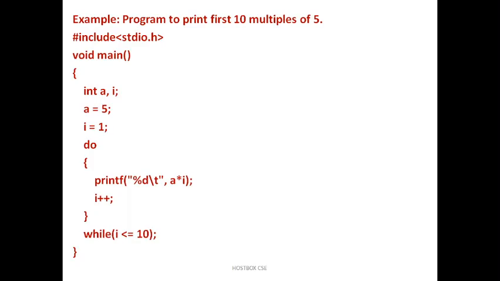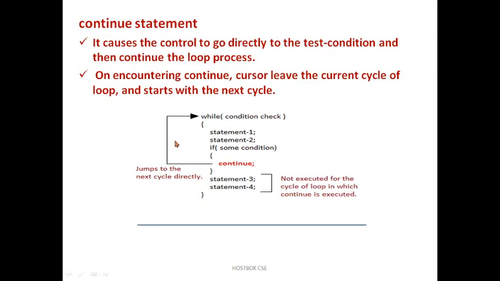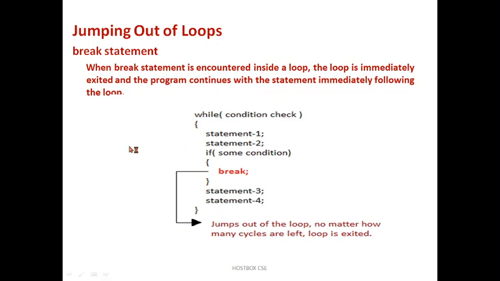And I hope that jumping out of loops, the break statement and continue, these are the things we use in programming. The break statement, when encountered inside a loop, is immediately executed and the program continues with the statement immediately following the loop. Whenever in a while loop you are executing statements 1, 2, and a break comes, it stops the loop and jumps out. Suppose in a 40 line program, if at the 20th line you give the break, it stops the execution and comes out of the loop.